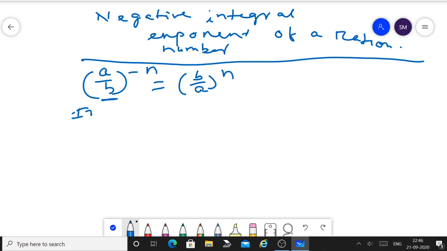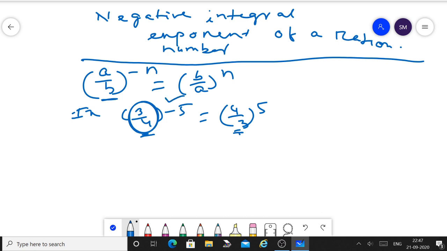Take an example. Suppose 3 upon 4 to the power minus 5. What is this? This is 4 upon 3 to the power 5. Take the reciprocal of the base: 3 upon 4 becomes 4 upon 3, then the negative exponent becomes positive. Because when the exponent is negative, we cannot find the value. 2 to the power minus 5, we cannot find the value. Then what can we do?